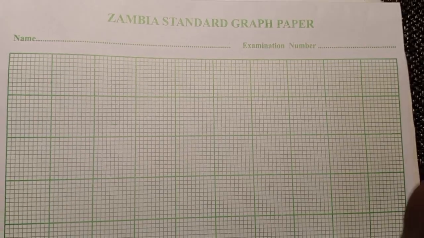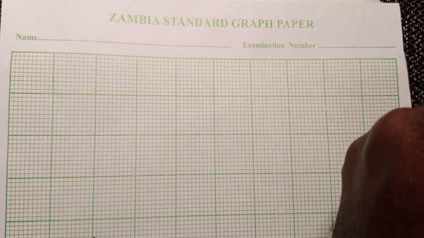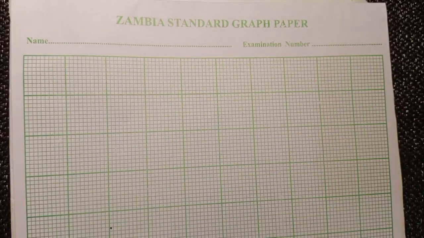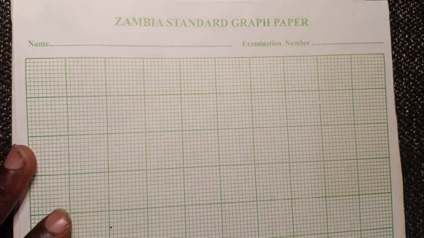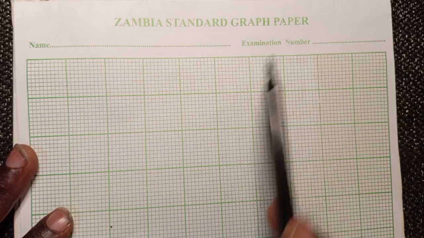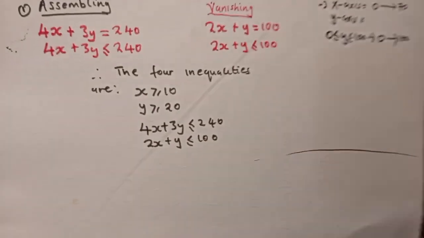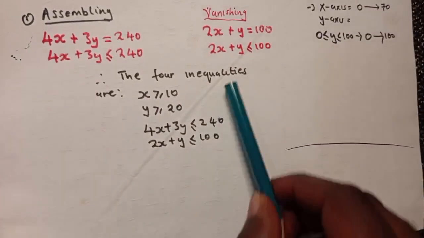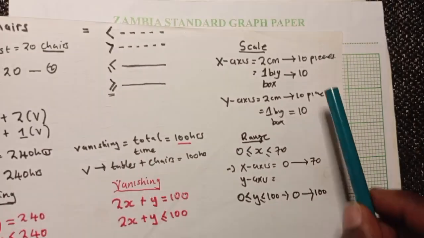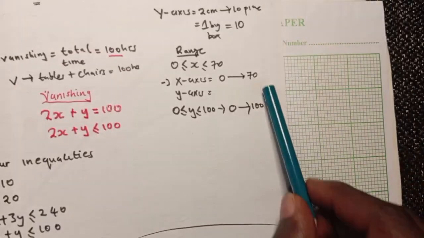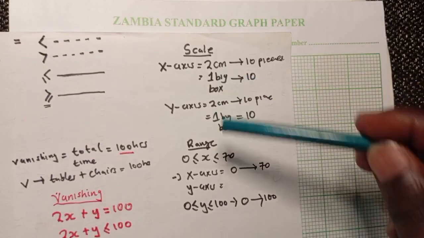So here is the graph. In the exam, you're going to write your name and your examination number there. Now what we have to do here: we have everything we need. We have the 4 inequalities, we have our scale, and we have our range. So let's start with the scale and the range.